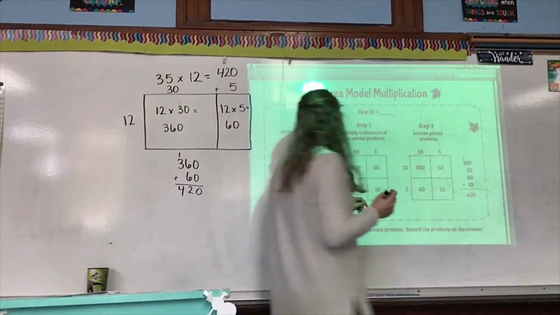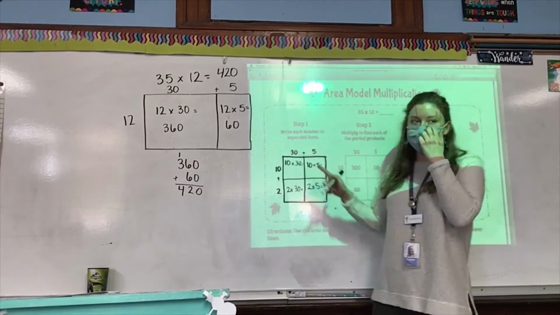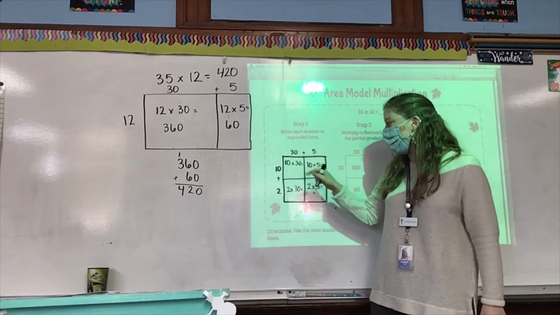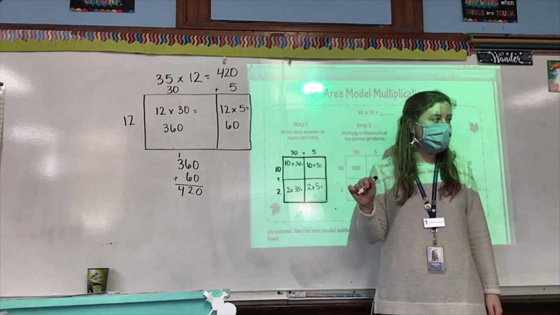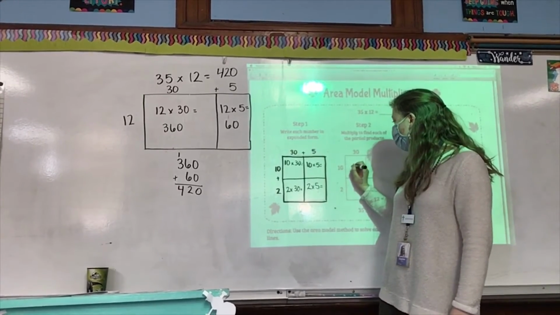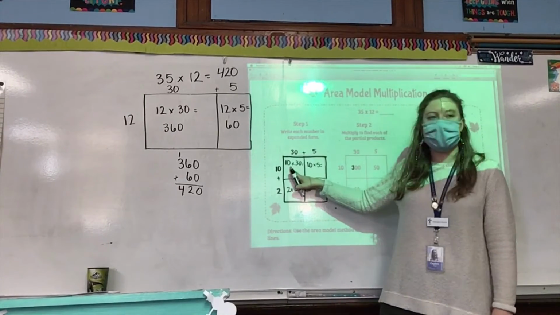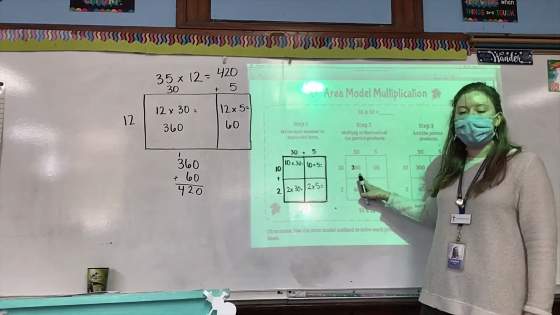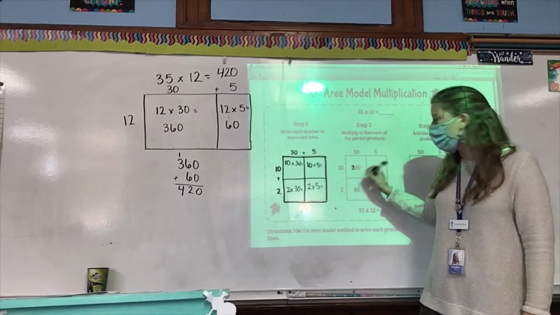Well, class, 10 times 30. If we take the most basic of basic facts, it's 1 times 3, which is what, class? 3. How many zeros are at the end of our factors, class? 2. So how many go at the end of our product? 2.